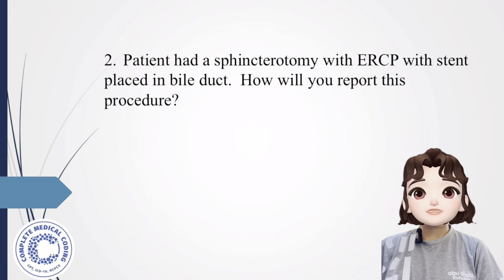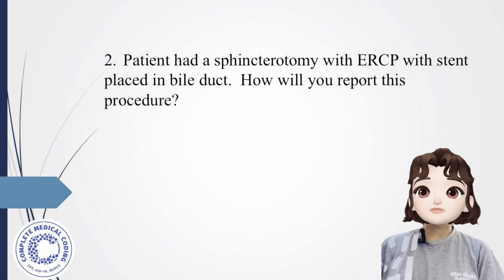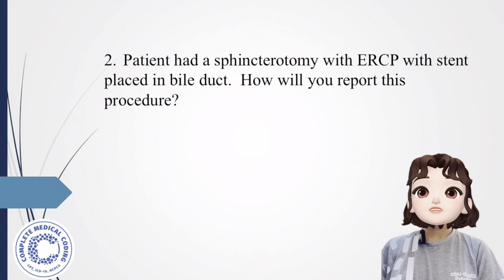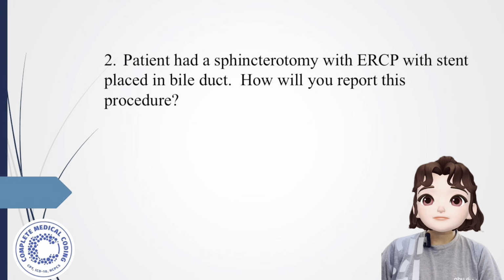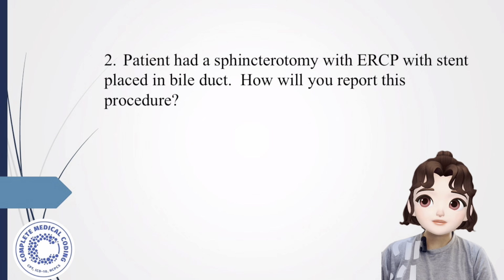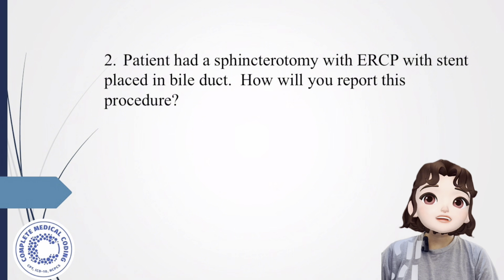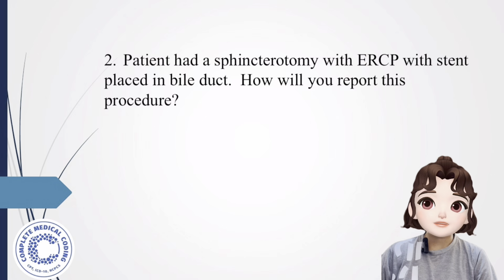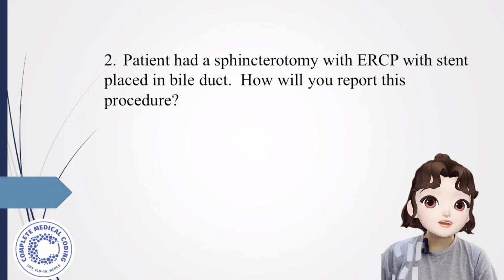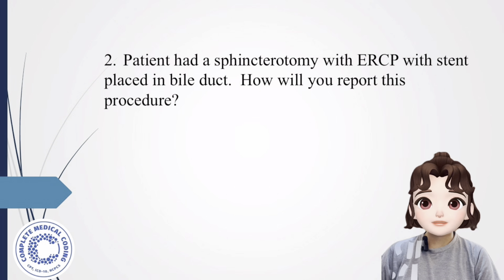So, second question. Patient had a sphincterotomy with ERCP with stent placed in bile duct. How will you report this procedure? So here the procedure done is sphincterotomy, with ERCP and stent placed in bile duct. So let's look into the index page and take the word sphincterotomy. You have to search for sphincterotomy.